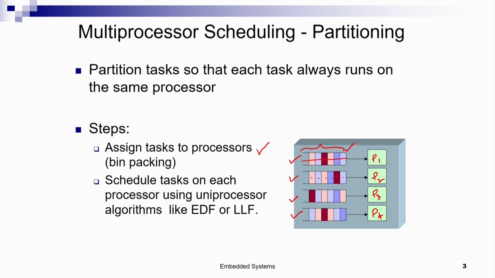The one big advantage of partitioning is that once you have allocated the tasks to separate processors, then you can use well known simple uniprocessor scheduling algorithms like EDF, RMA or LLF. LLF is least laxity first, which we have not studied, but it is a derivative of EDF where you allow priorities of the jobs within the jobs to change.